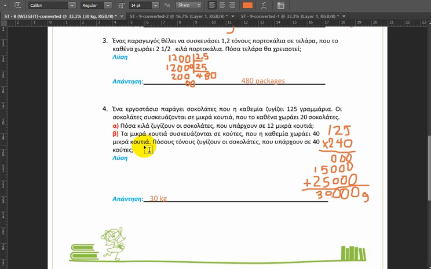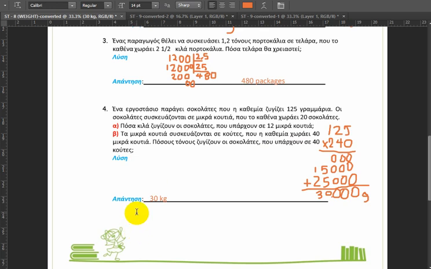So we have the following. Let's think. We have a big box, and each of the big boxes can fit 40 little boxes, and each of the little boxes can fit 20 chocolates, and each little chocolate weighs 125 kilograms. So I want to know how many chocolates are in 40 big boxes.